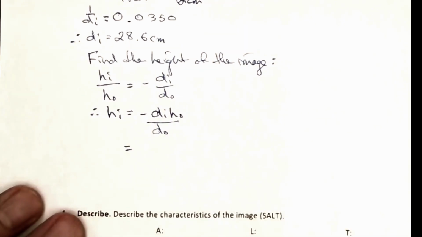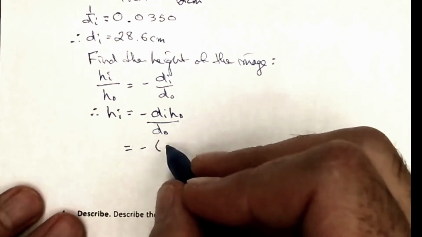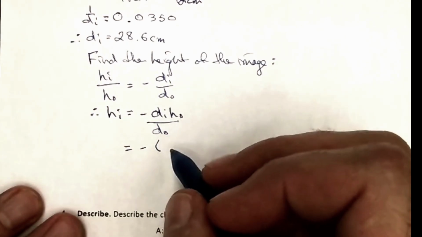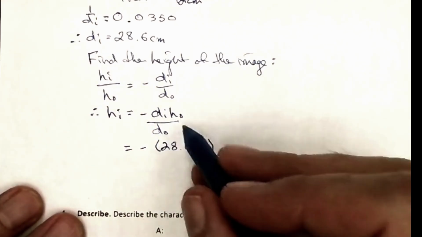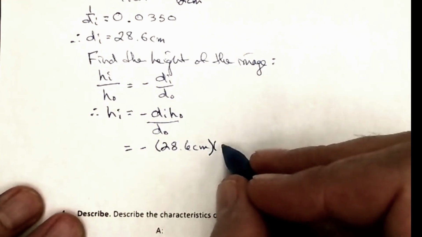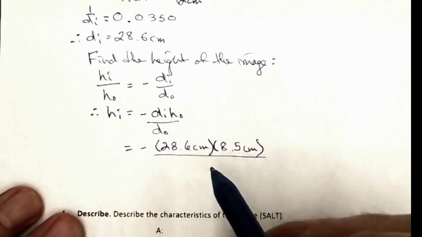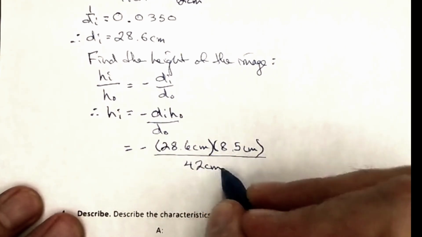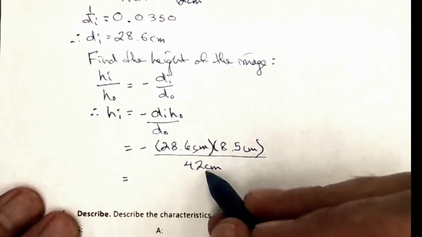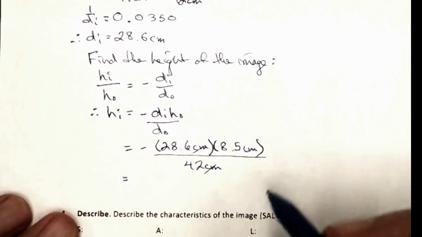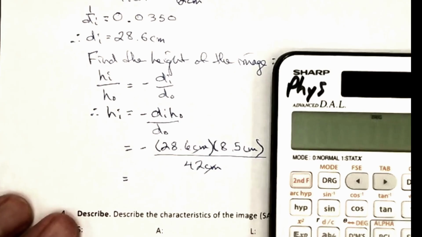Now we're ready to substitute with units. The distance to the image we found was 28.6. Whenever we substitute here, it's always helpful to put the substituted quantity in brackets. The height of the object we were told was 8.5 centimeters, and this is all divided by the distance to the object, 42 centimeters. Now we can calculate. First with the units, those units will divide out with those units to 1. We're left with units of centimeters. And now we'll put the results in our calculator.